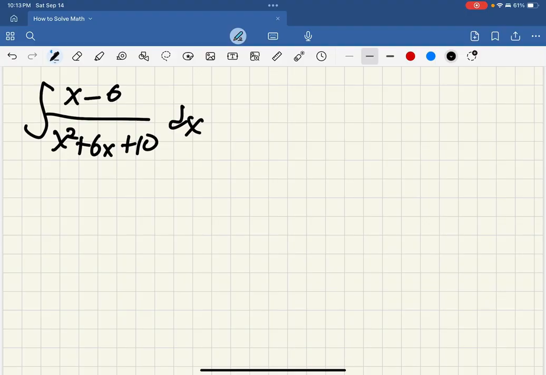Today we got a new setup on the iPad so that you can actually see my writing a whole lot better. Anyways, in this video we're going to be trying to solve the integral of x minus 6 over x squared plus 6x plus 10.